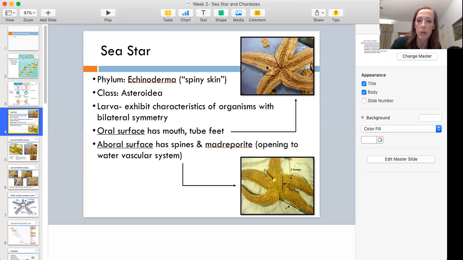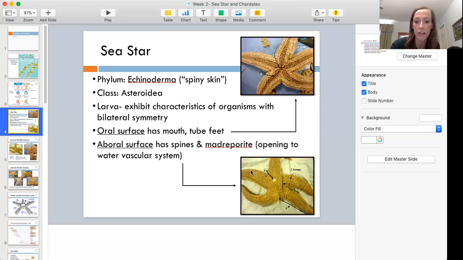And then there are these arms that radiate out from the central disc. And these have, on the oral surface, spines on the outside and then tube feet on the inside of each of the arms. These little structures here are called tube feet, and they help with the movement of the organism. They're also a part of the sea star's water vascular system, which we will talk about in a few minutes. But first, we're going to look at the aboral surface.